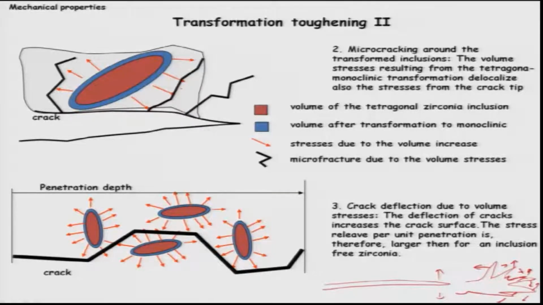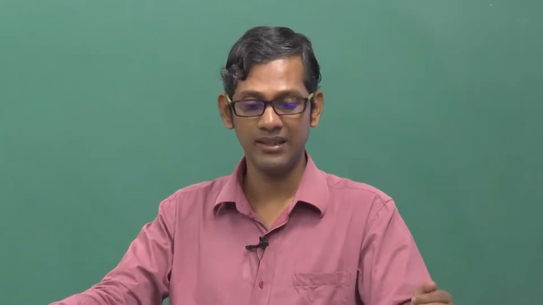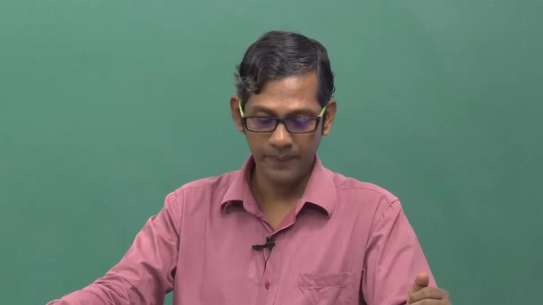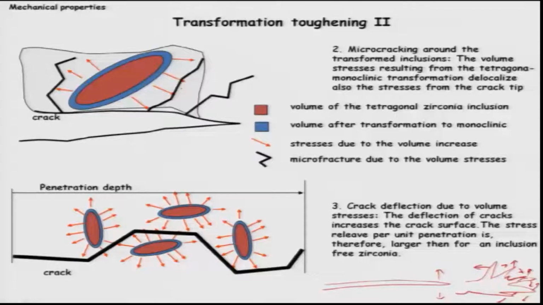Both actually can operate together even inside the material. And it has been observed that these features are seen in the real microstructural features. The third way, which I discussed already, is known as crack deflection due to volume stresses.